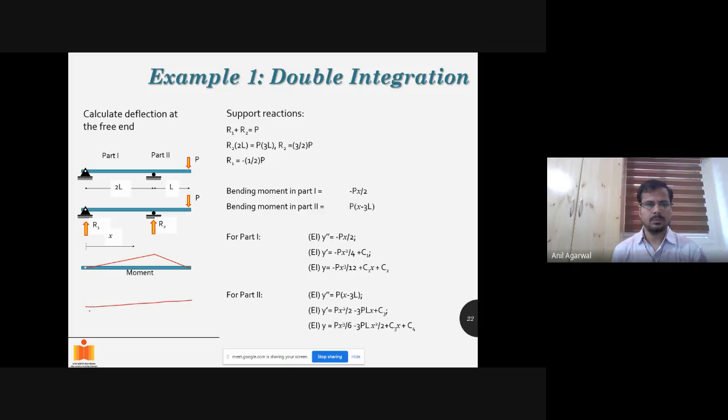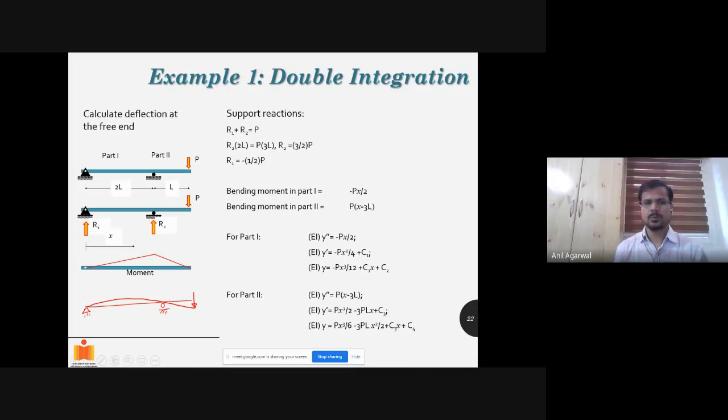This is the beam. Due to this load, the beam will deform this way. Maybe I should give you guys an exercise to draw the approximate deformed shape also.